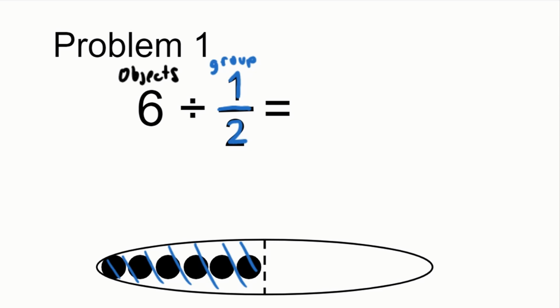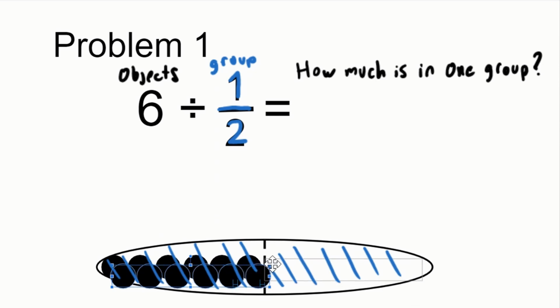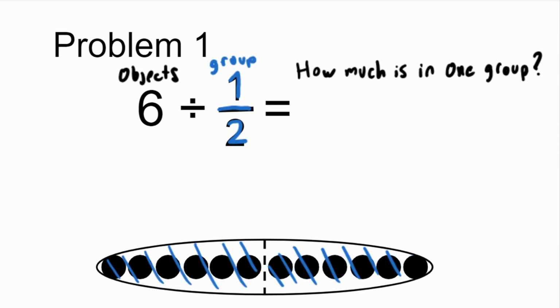What's the answer to this division problem? We know that the answer to the division problem is how much is in one group. If we have 6 objects in half a group, how many would it take to fill up one whole group? By definition of a fraction, we know that 1/2 tells us that it takes 2 parts to make a whole. It takes 2 parts to make a whole. So the answer is it takes 12 objects to fill one whole group. 6 divided by 1/2 is 12.